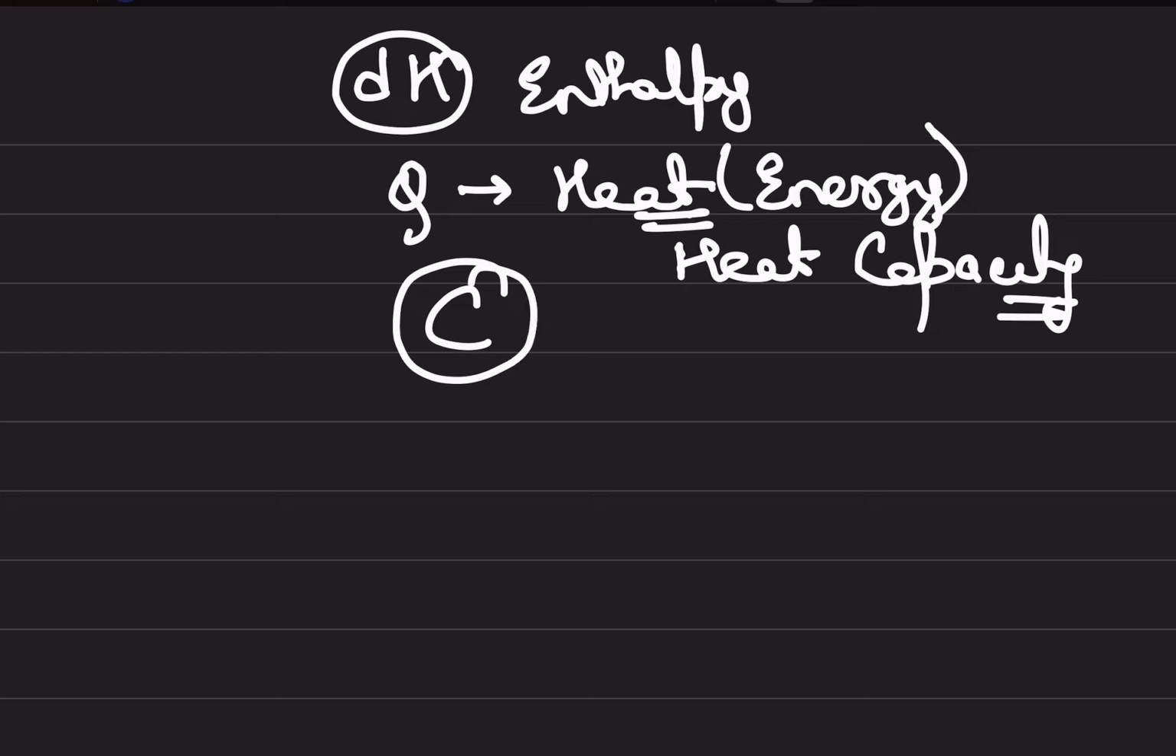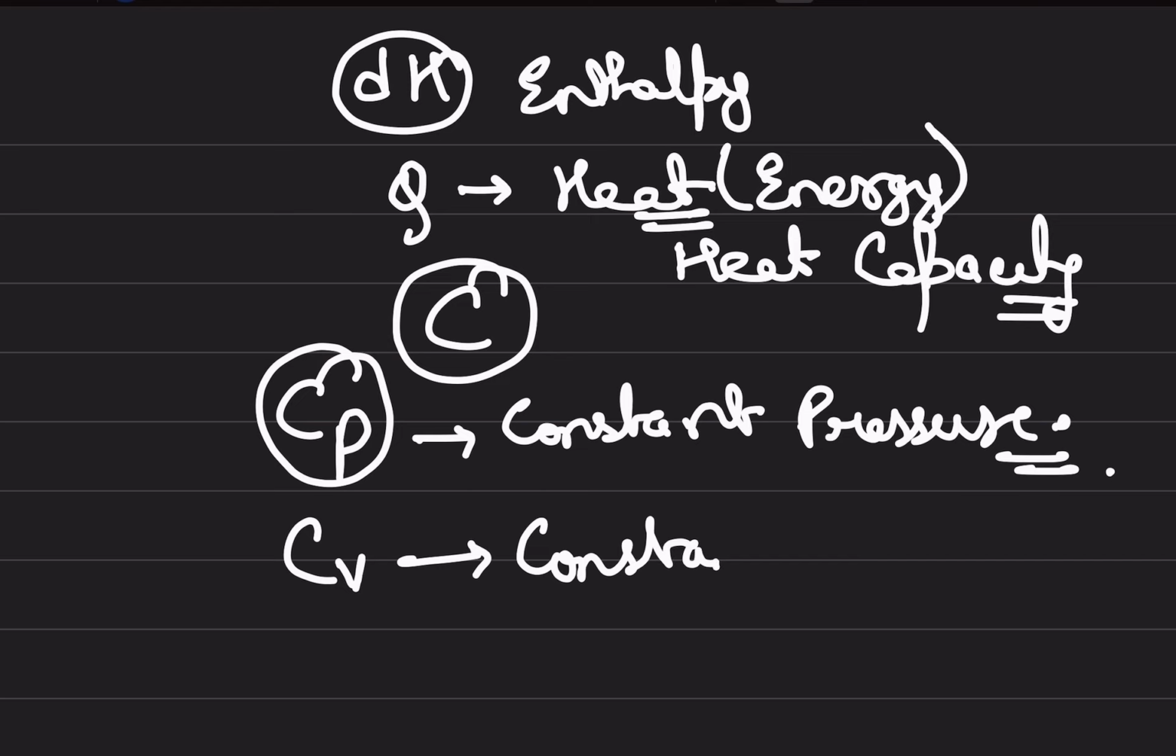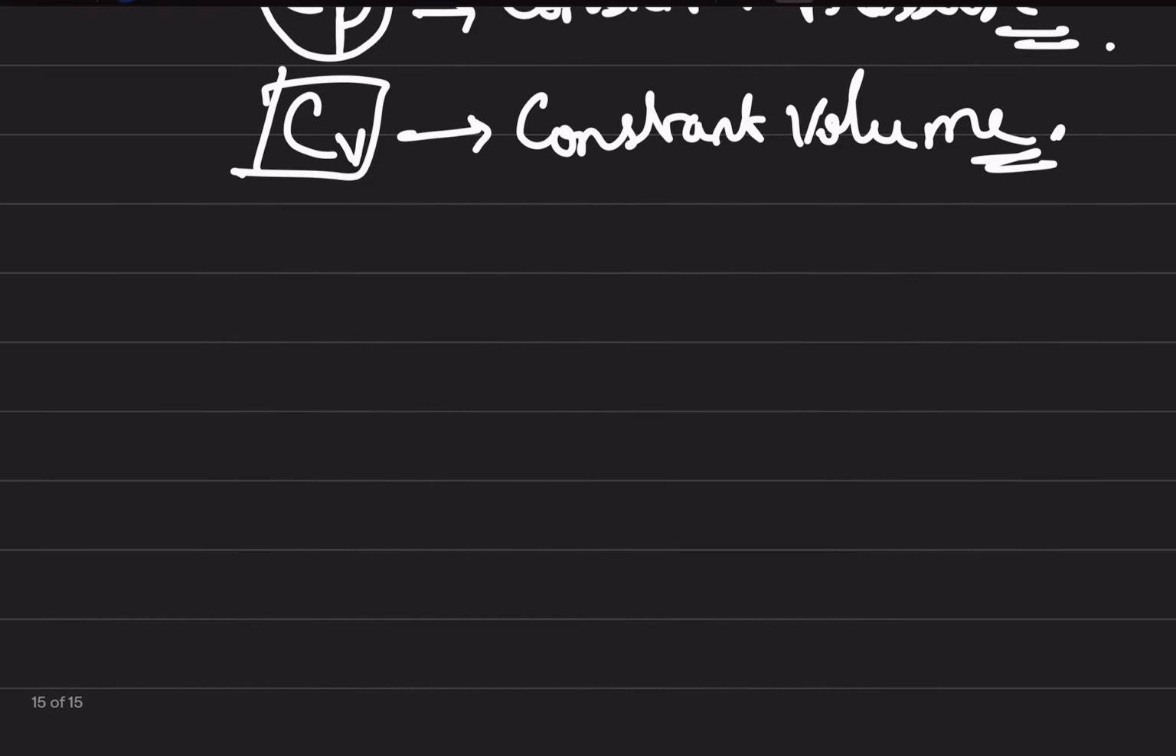Firstly, we have to remember that the heat capacity C at constant pressure is defined as Cp, and Cv is at constant volume. So these are the two, Cp and Cv. One is at constant pressure and one is at constant volume.